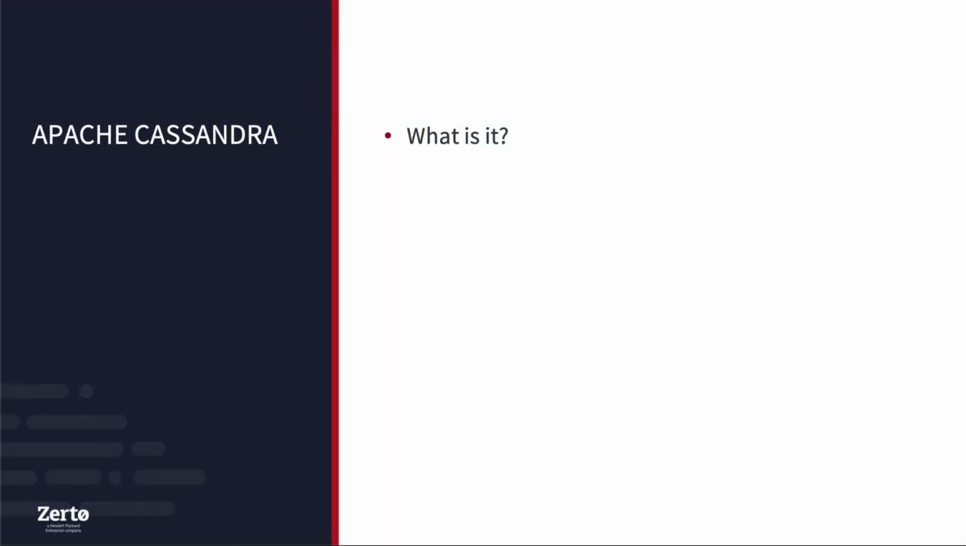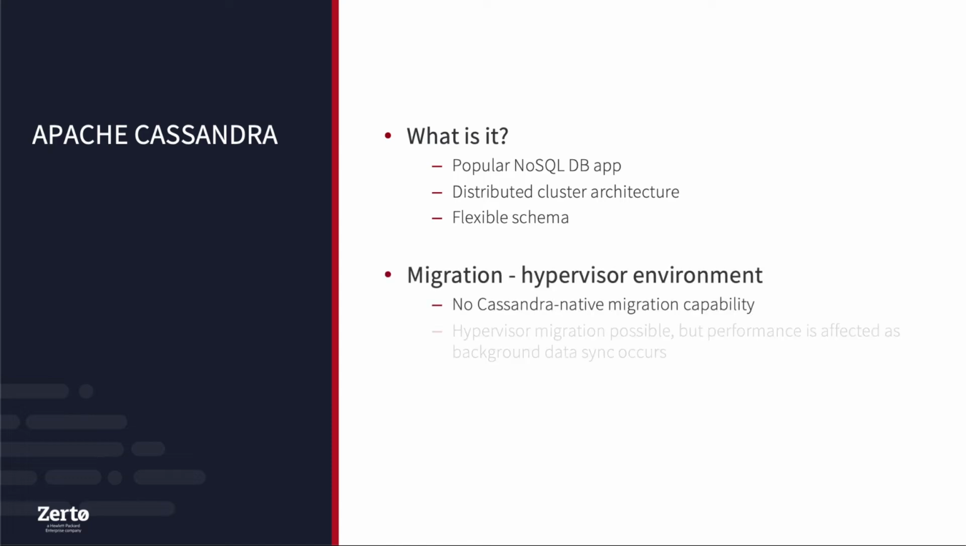Cassandra is always included near the top of the most popular NoSQL applications because of its flexible schema and its distributed architecture. Its included toolset is useful in certain situations, but does not have a sophisticated mechanism for relocating its nodes if the need arises.